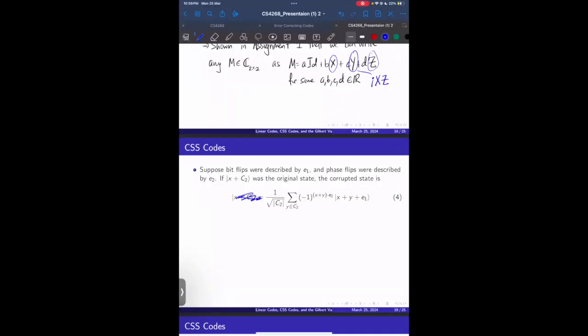Now, from this corrupted state, it's not entirely clear what to do, right? First of all, we shouldn't measure it, right? Because if we measure it, we will collapse it to any one of the states in the superposition, and then we cannot recover the actual state. So measuring is kind of out of the question.